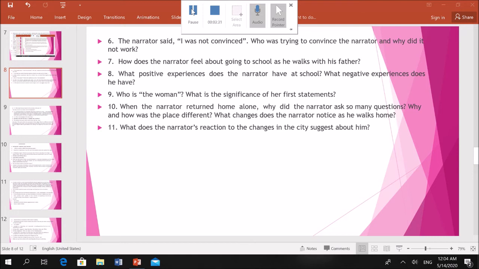Number 10. When the narrator returned home alone, why did the narrator ask so many questions? Why and how was the place different? What changes did the narrator notice as he walks home?